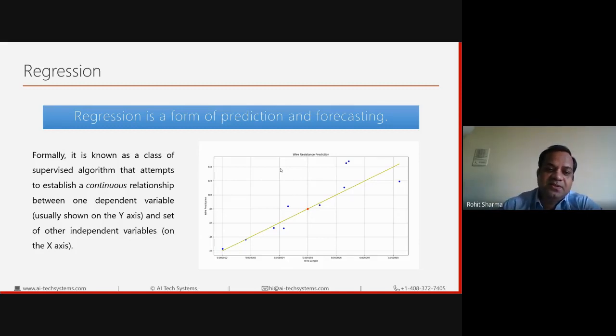So that's regression. Formally, it is known as a class of supervised algorithm that attempts to establish a continuous relationship. And mark my words, continuous relationship. That is one of the differences between regression and classification. So a continuous relationship between one dependent variable, usually shown on the y-axis, and a set of other independent variables on the x-axis. Yeah, so that's the regression algorithm.